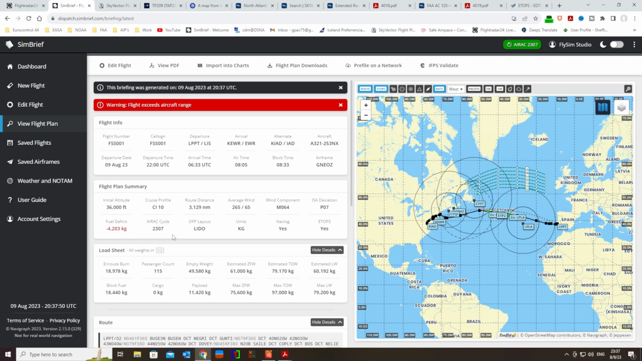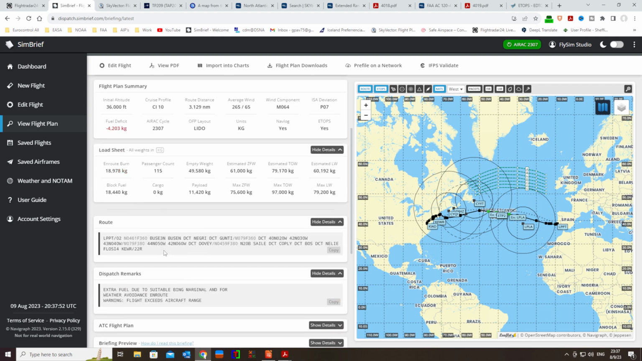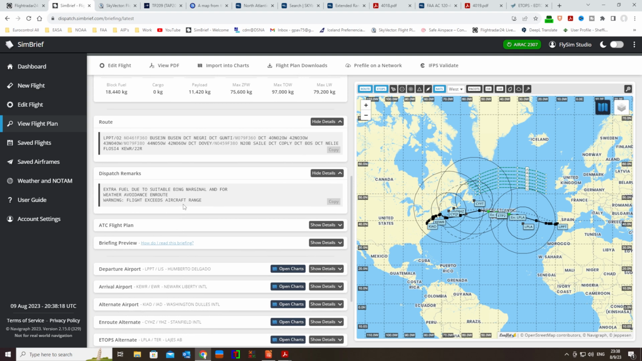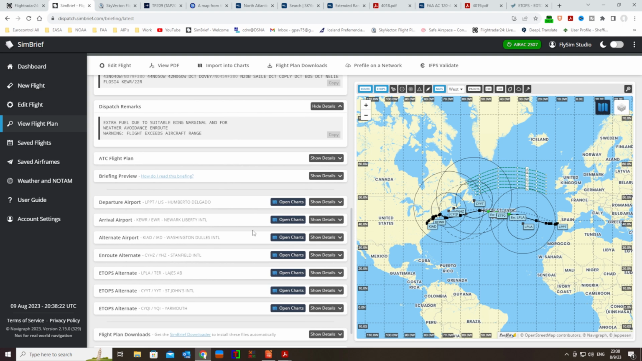I did it with the A320. That's bizarre. So 360, 115 passengers, no cargo payload. Okay, estimate landing weight, estimate zero fuel 61 tons that I said. Okay, cost index. Warning, flight exceeds aircraft range. Okay, this is not the case.